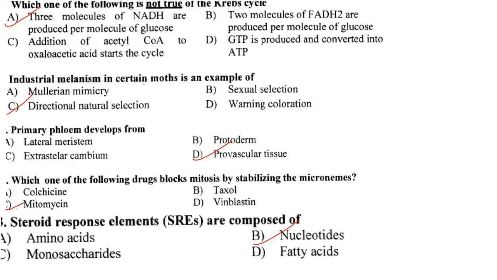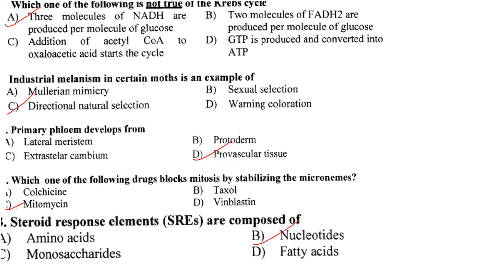Industrial melanism in certain moths is an example of. It is an example of directional natural selection. Answer is option C. Then primary phloem develops from. It develops from provascular tissue. Answer is option D. Which of the following drugs block mitosis by stabilizing the micronemes?